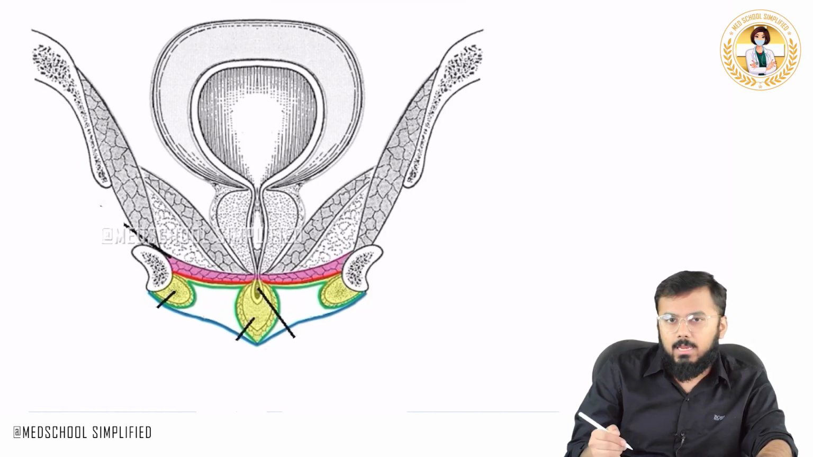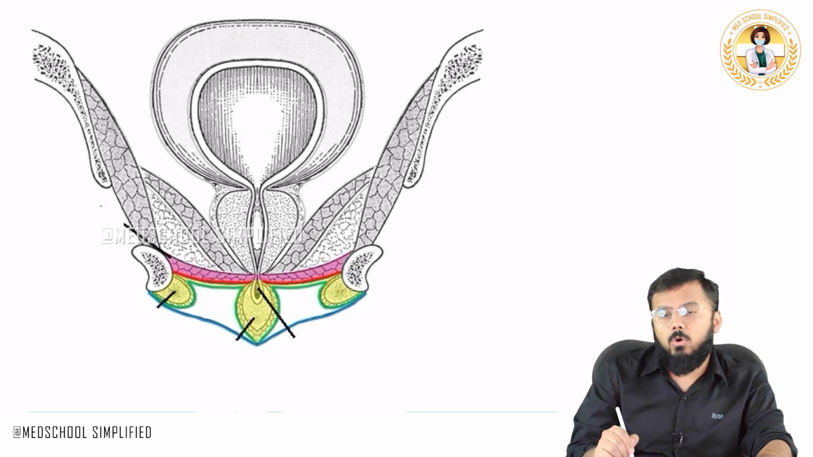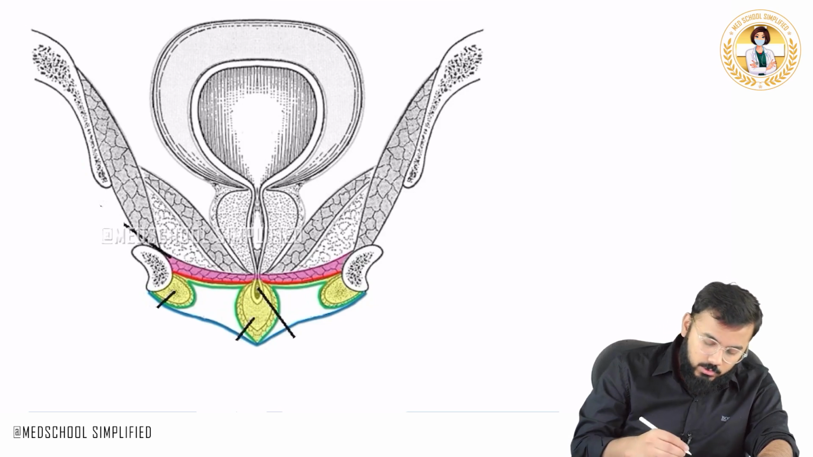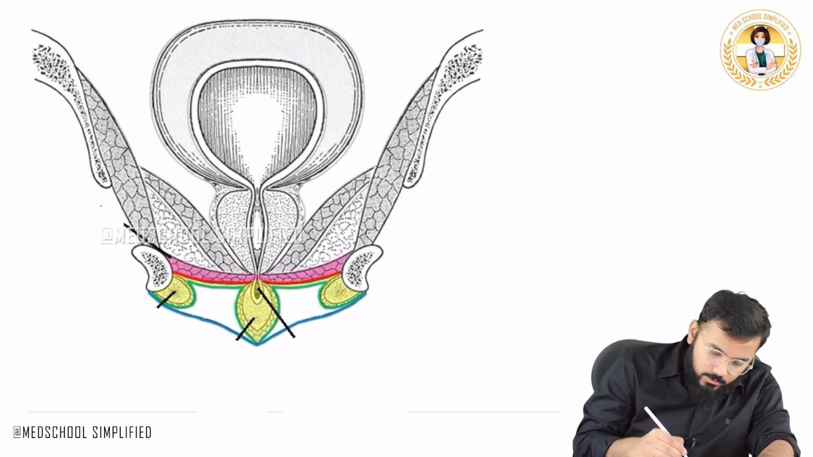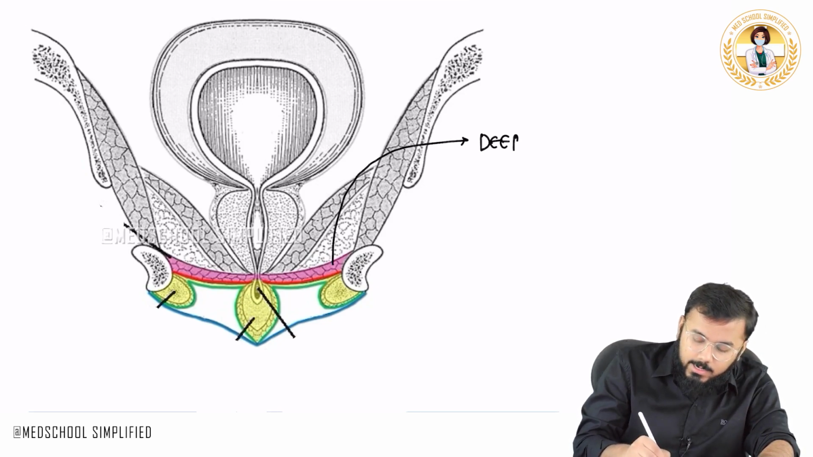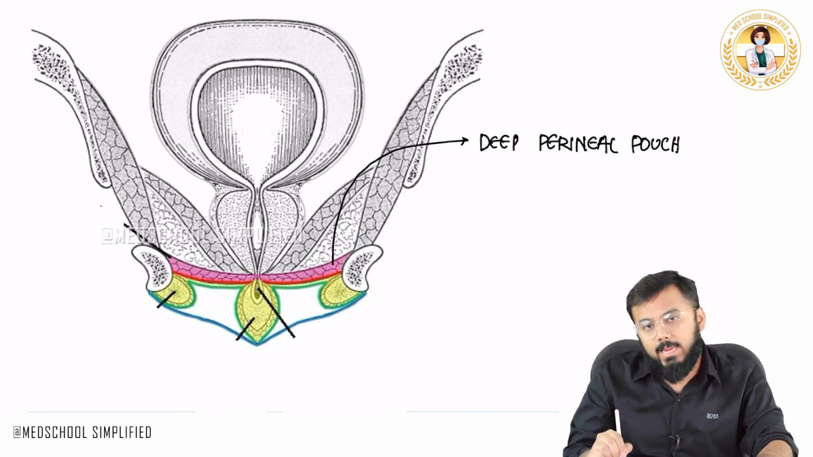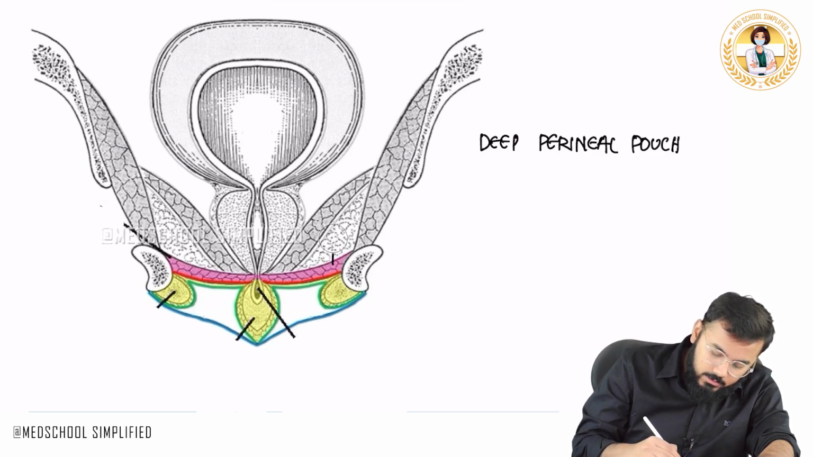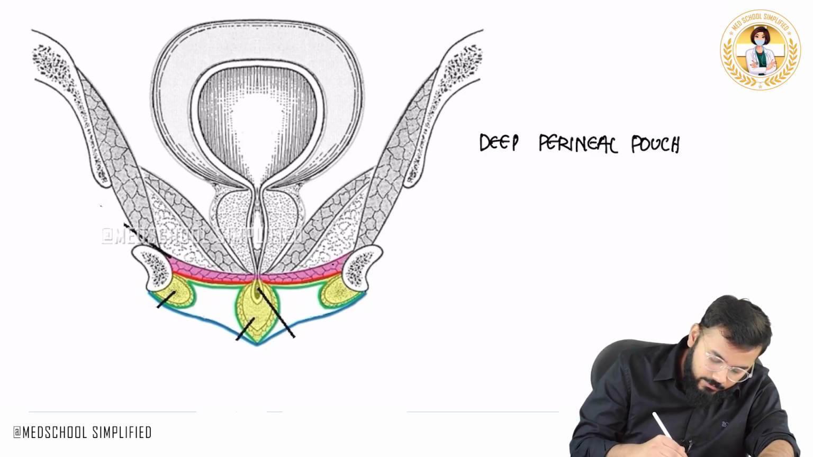You see this pink color layer. This pink color layer is nothing but your deep perineal pouch. Okay, what is this pink color layer? That is called your deep perineal pouch. So this pink one over here is called your deep perineal pouch. Now after the deep perineal pouch, the second layer you have is the perineal membrane, this red one. This red color line which you can see. Okay, let me rub this out and draw it a little bit farther.